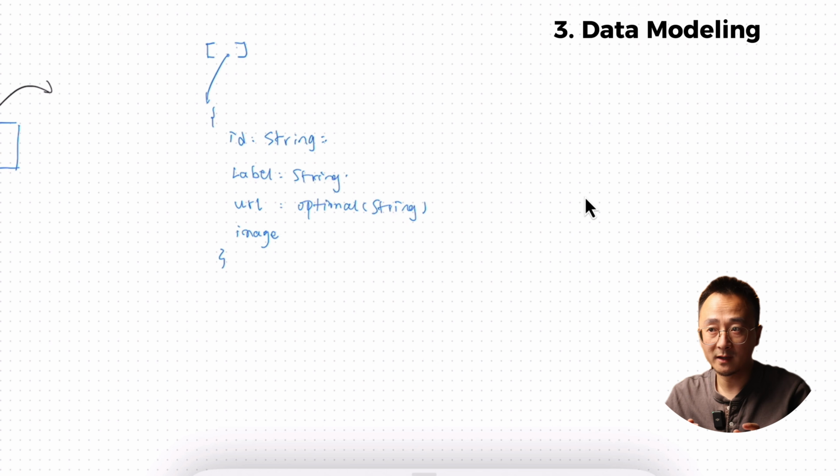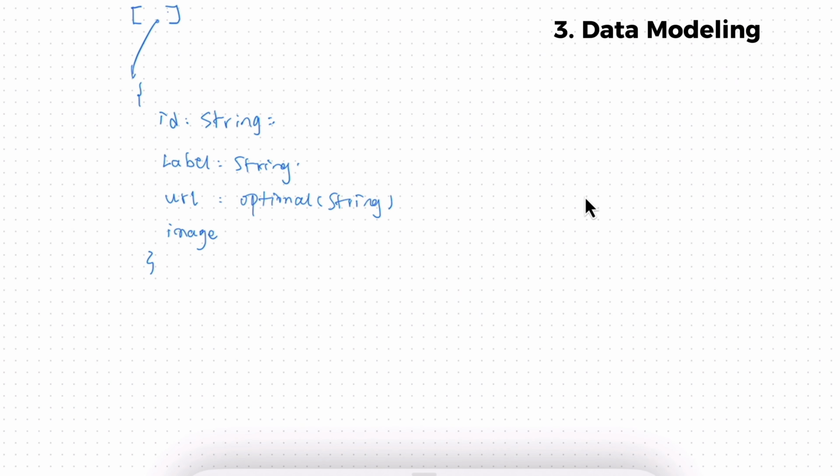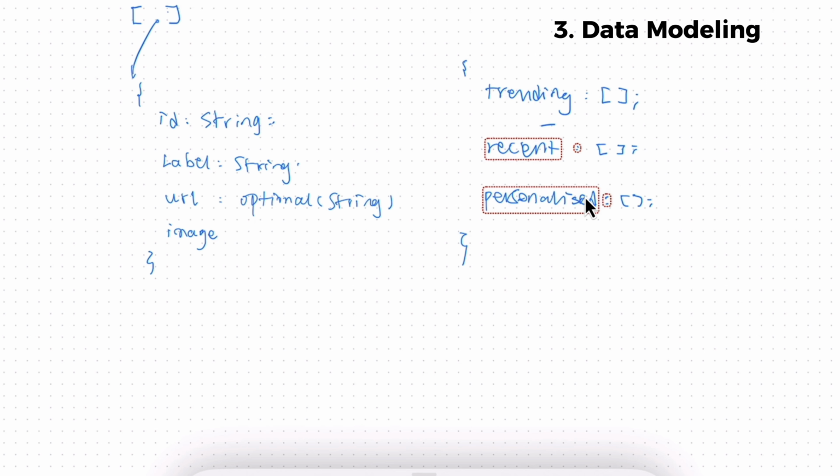Like you might have a group in a list. You might have multiple sections in a search result. So for example, you might have things like a trending section, which has its own list, and it may have a recent list as well. You probably will have other sections like a personalized section. It could be something else. And for each of the lists, the element will be something like this.